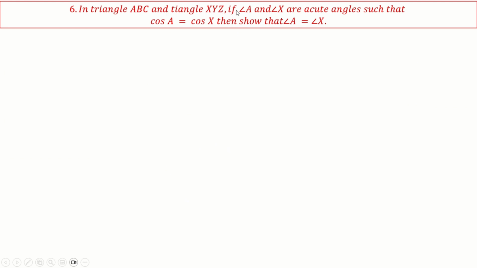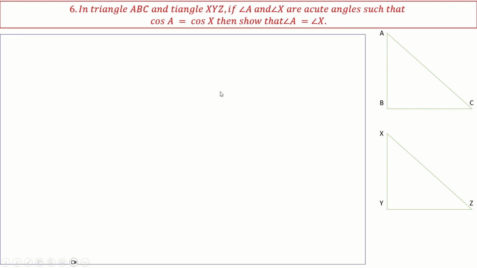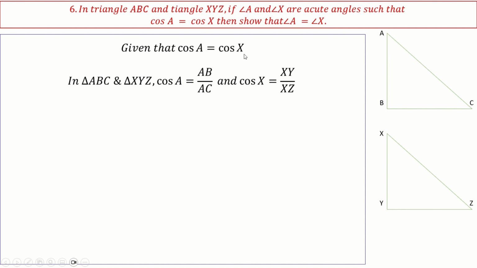In triangle ABC and triangle XYZ, if angle A and angle X are acute angles such that cos A is equal to cos X, then show that angle A equals angle X. We have seen exactly the same problem in the examples. The only difference is it was given as sin A equal to sin X. So it's basically the same. You have two triangles, and what it is telling us is the ratios are the same. Cos A equal to cos X.